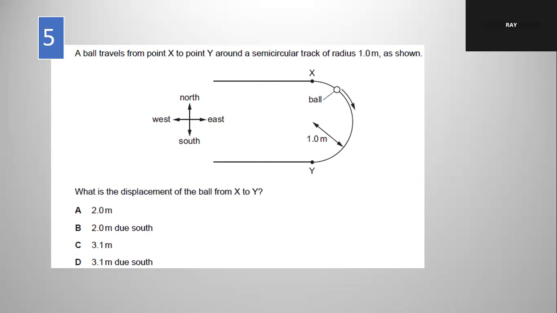A ball travels from point X to point Y around a semicircular track of radius 1.0 meter, as shown. This is a repeat question now. What is the displacement of the ball from X to Y? That's X to Y. 2 meters due south. Radius is 1, diameter becomes twice of 1. It's 2.